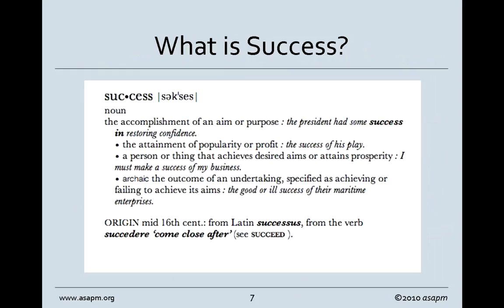When we look at the dictionary, we looked at Merriam-Webster and wanted to understand what success is in a general sense, and that's the accomplishment of an aim or a purpose, the attainment of popularity or profit, a person or thing that achieves desired aims or attains prosperity. So in general, we can see that success is achieving desired aims. It's the attainment of profit or popularity, which could maybe also be stated as market share, and the accomplishment of a purpose or an aim. So these are interesting concepts when we think about them in terms of a project.